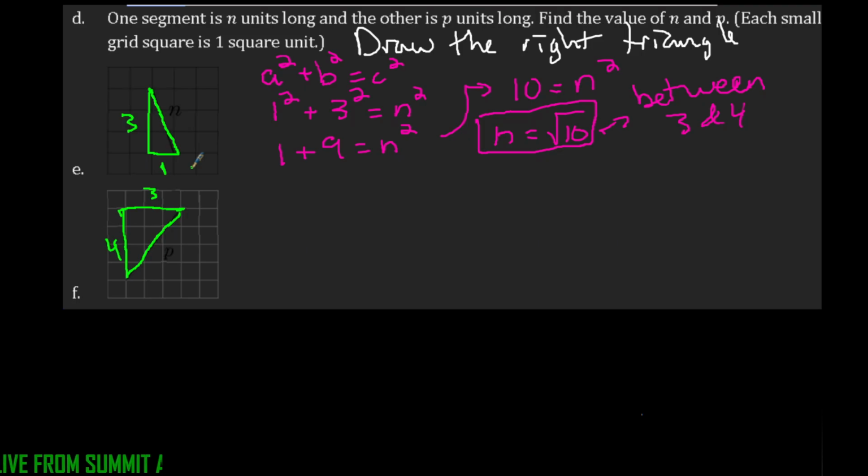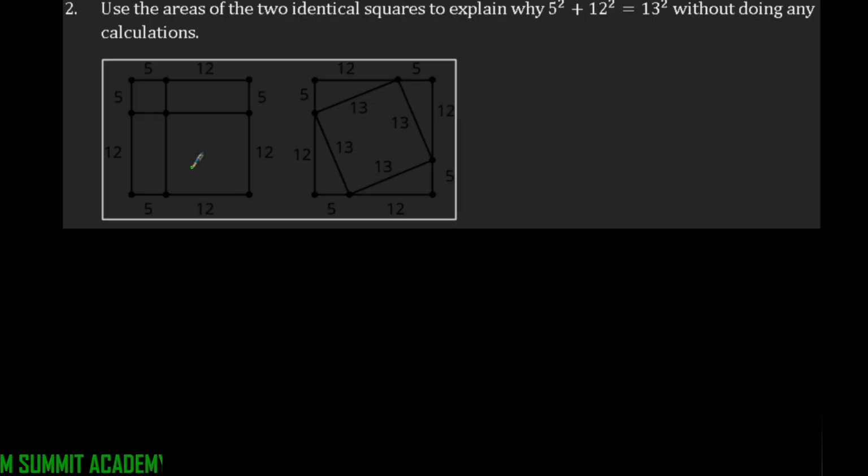On the next part, it has this. For number 2, it says use the areas of the two identical squares to explain why 5 squared plus 12 squared is equal to 13 squared without trying to do any calculations. So it's very similar to the front side, and what we're trying to do is prove that the Pythagorean theorem works. So you can kind of piece it together. Notice how it has the side lengths there for you, but if you want to, you can write it like this. I'm going to use the same strategy as I did before.